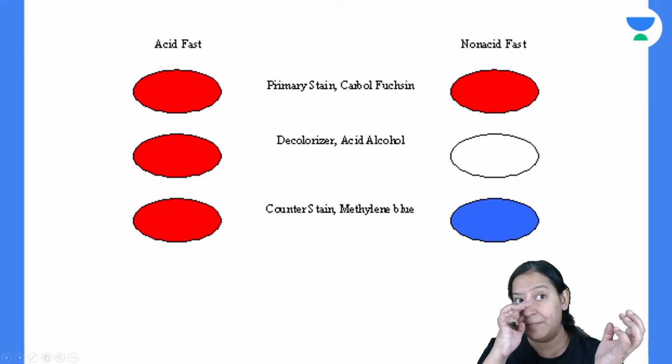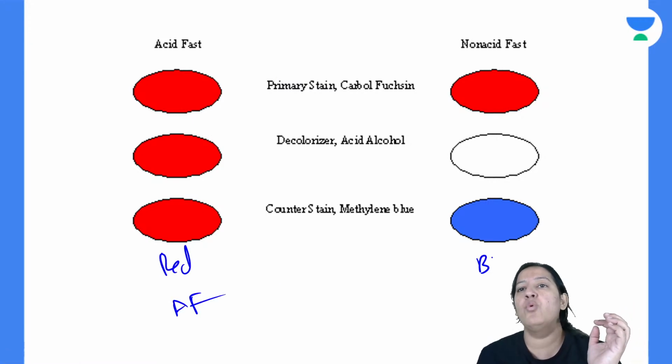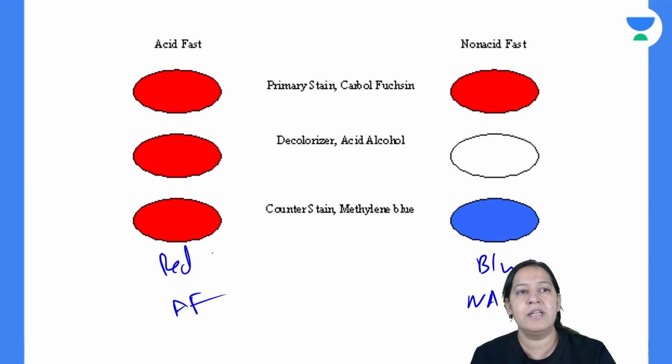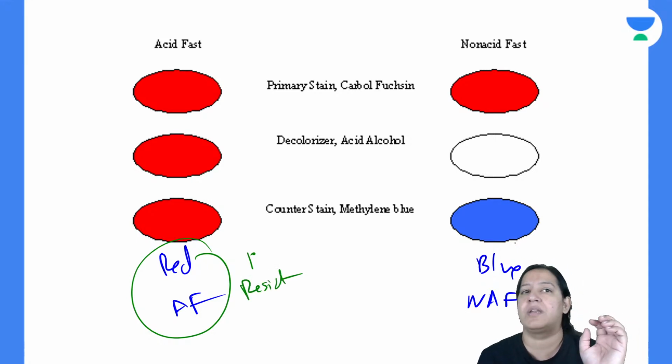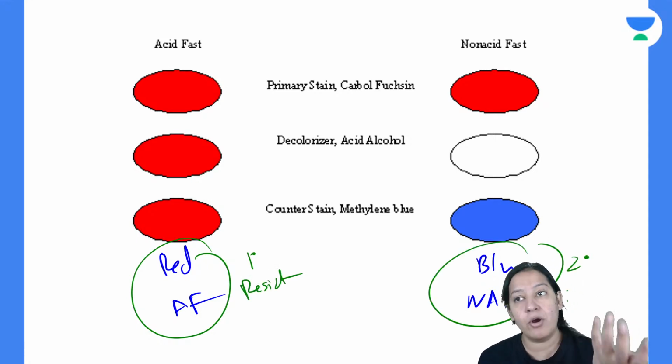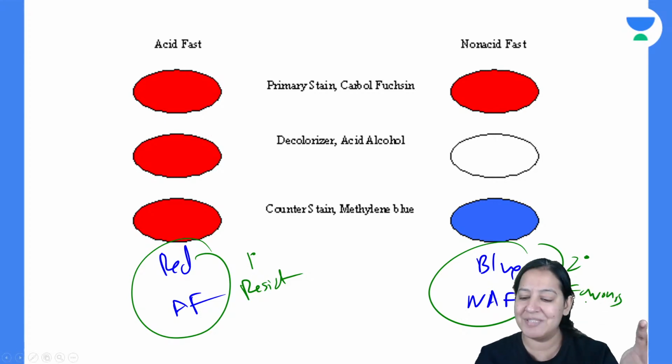So the same concept is shown here also. The red ones are acid fast and the blue ones are non-acid fast. Right? They took the primary stain because they resist decolorization. They took the secondary stain because they favor decolorization. Now why is it happening? What is the principle behind it?